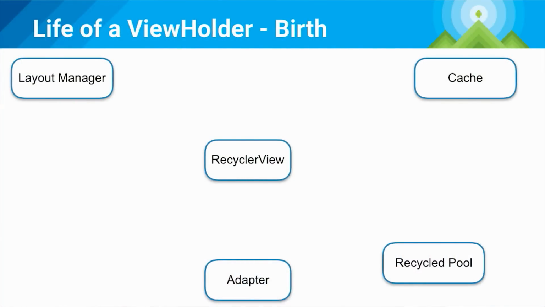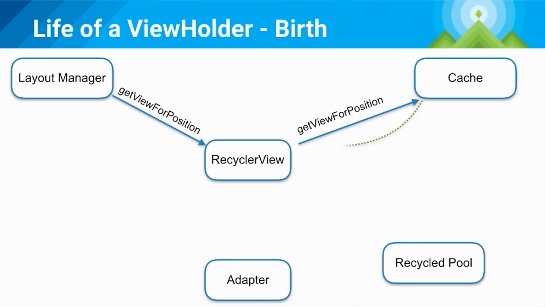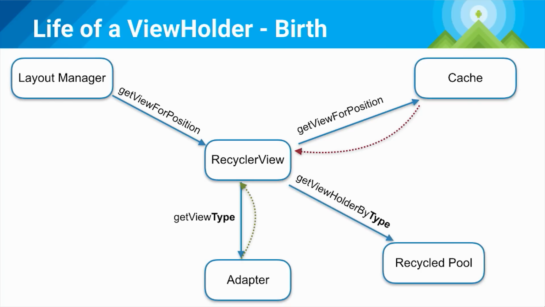So I want to go through how we create a view holder. Layout manager, as part of while we run the layout, says, OK, give me this view for position X. RecyclerView checks the cache. Do we have the view? Yes, we have the view. Give it back to the layout manager. We didn't even touch the adapter. The first time, of course, the cache says, no, I don't have this view. RecyclerView goes and asks, OK, what type is this view at this position? Tells the position, checks the pool.